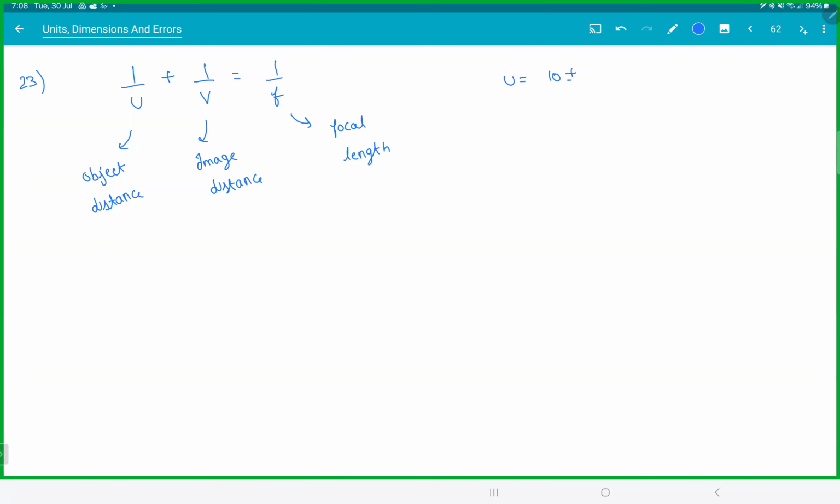The u is 10 plus or minus 0.1 centimeter. v is 20 plus or minus 0.1 centimeter. Find the focal length. Means I'm asking f plus or minus delta f. So this and the previous one, mathematically, they're the same formulas. Just the formula is different. It's for mirror, that is for resistance. Maths doesn't care. The idea is the same. Give it a try. These models were quite important, so I wanted to do it when you're a little fresh.